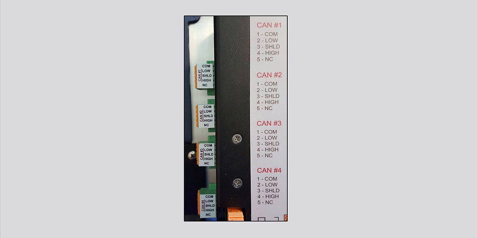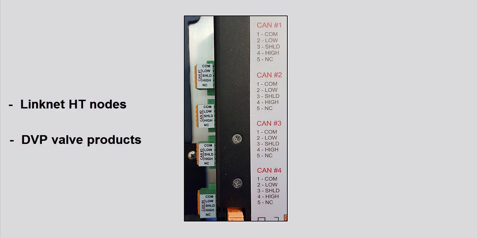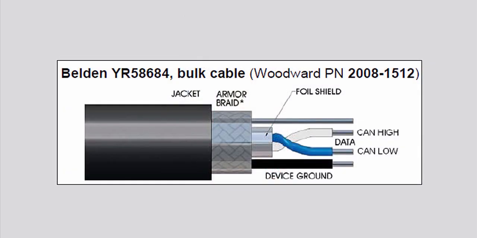Compatible devices include LinkNet HT nodes, DVP valve products, and the 2 Woodward power management devices, MFR300 and LS5. To wire to the controller's CAN connections, Woodward recommends the Belden YR58684 Communications CAN cable. This is a smaller and flexible 22-gauge low-capacitance cable suitable for tight routing in industrial environments.